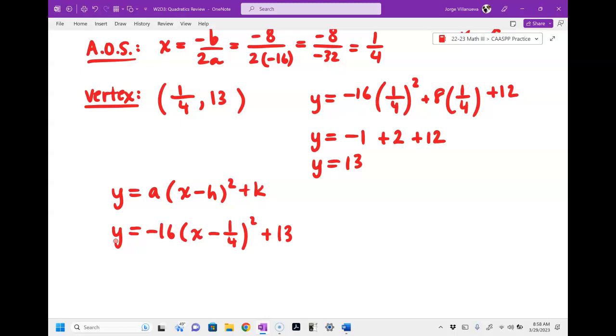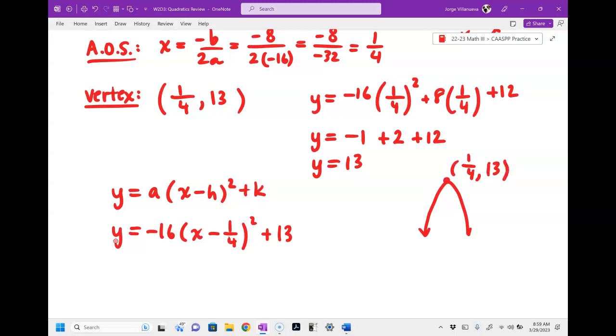Well, remember, which way is this graph opening if a is negative? Down. That means my vertex is the highest point, right? So I'm just going to draw a little picture here. What's this point up there? Well, we found it's (1/4, 13).